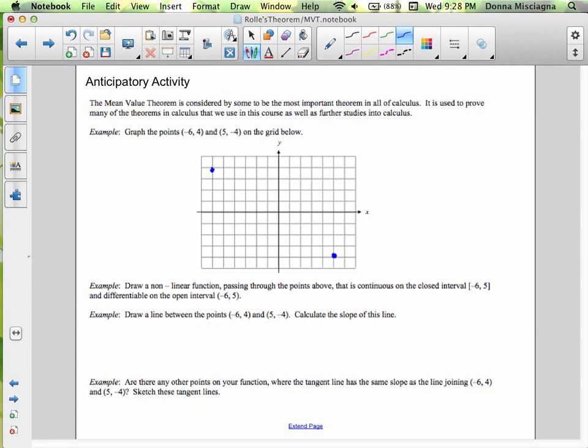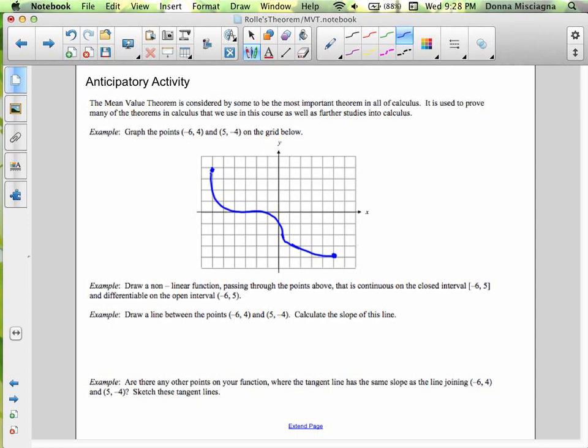Draw a nonlinear function passing through the points above that is continuous on the closed interval and differentiable on the open interval. So I have to make sure that I don't lift up the pencil, I don't have any gaps or breaks, and I have to make sure I have no cusps, no vertical tangent lines, no corners. So I'm going to connect the two. There we go. Other than a little blip here, which is not supposed to be. Okay, that's pretty close.